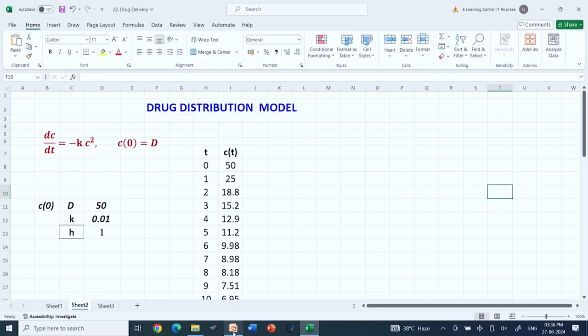We now look into the numerical solution of these models and let's check whether what I have just told matches with the solution. So the first equation is dC/dt equal to minus kc square and c0 is equal to d. So, our initial condition is 50, K is 0.01 and H is 1. So, I have my time T and my concentration as Ct.